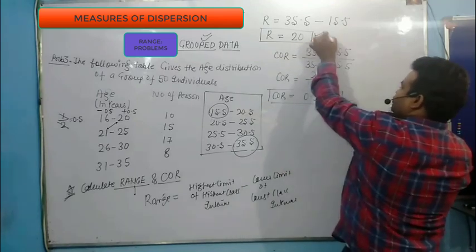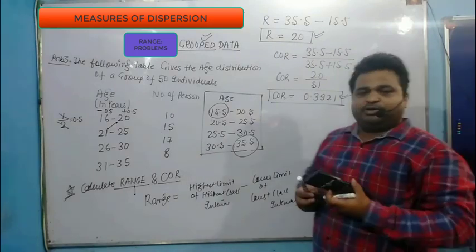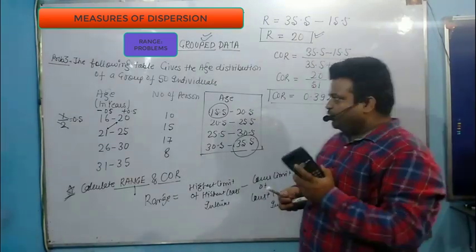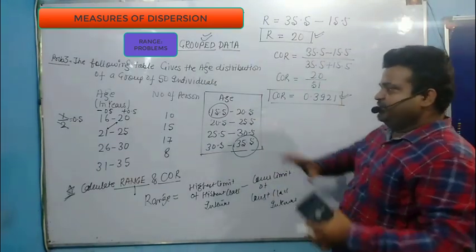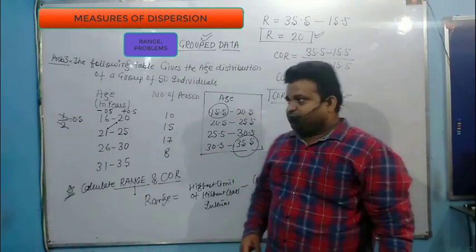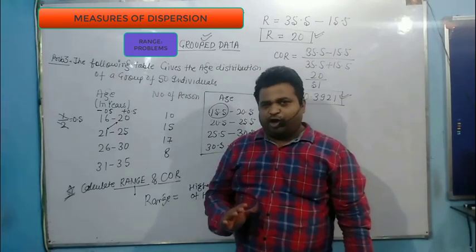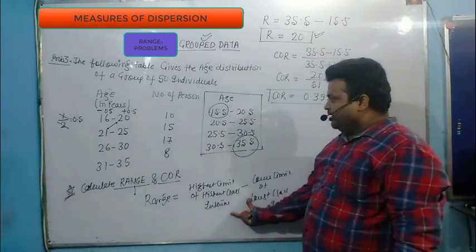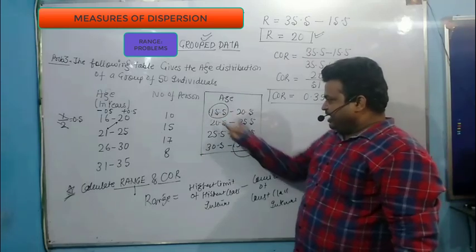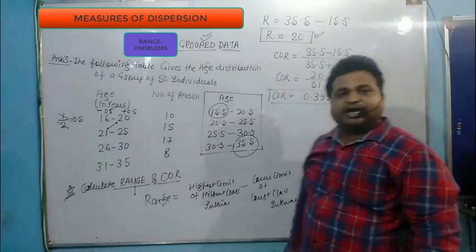So my range value is 20, and my coefficient of range value is 0.3921. So I hope you understand this. This is the question of grouped data. So first you convert your discontinuous form of data into continuous form, and then further use this formula with the extreme limits, and find out the value of range and coefficient of range.